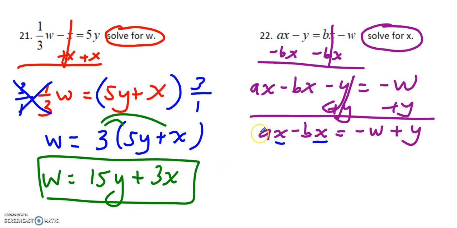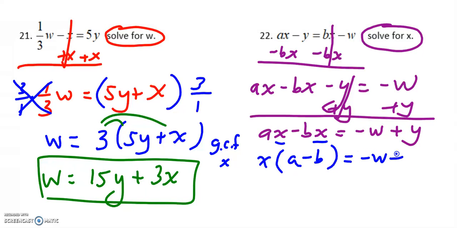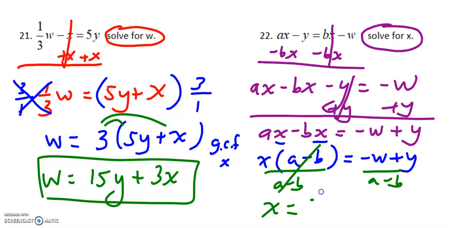And so what we did was use the distributive property backwards, or took out a greatest common factor of x. So if I took x out of ax, I'd be left with a. x out of negative bx, I'd be left with negative b, equals negative w plus y. Now that I have one x, I can legally divide both sides by a minus b. Cross these out. So x is finally isolated, and my answer is negative w plus y all over a minus b.